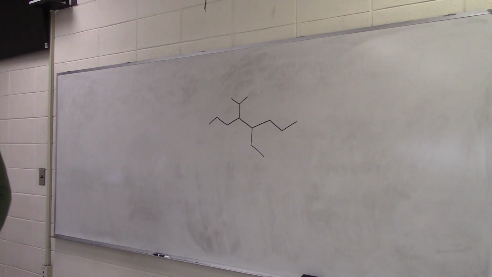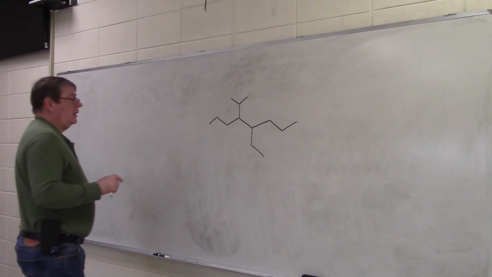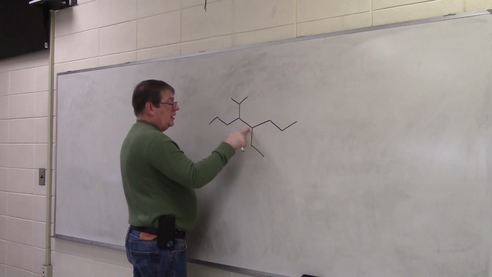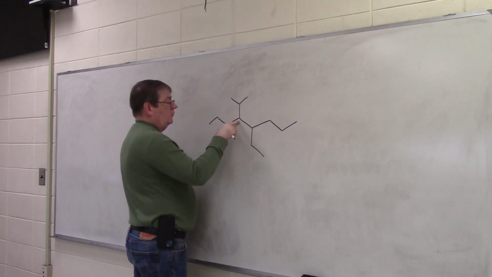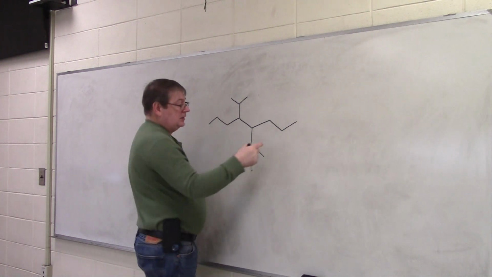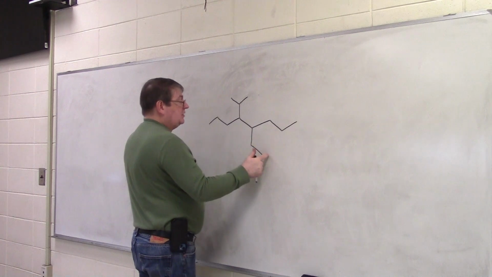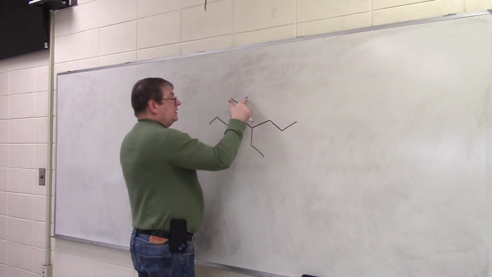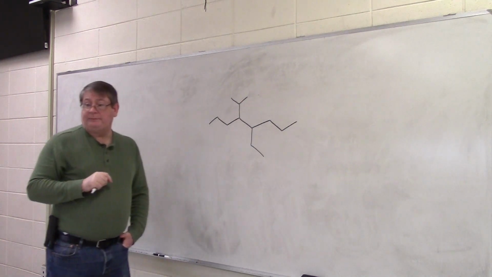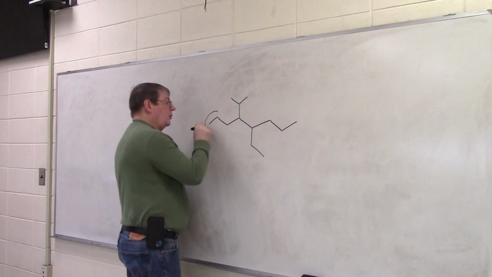Let's try that. What's the first rule of naming any compound? Finding the longest chain. We've got to find the longest continuous chain, right? So let's see if we can figure it out. 1, 2, 3, 4, 5, 6. 2, 3, 4, 5, 6, 7. 1, 2, 3, 4, 5, 6, 7, 8. It's starting to look like 8 might be it. Let's just make sure. 1, 2, 3, 4, 5, 6. 5, 6, 7. Yeah, 8 is going to be it, right? So I'm going to circle that.